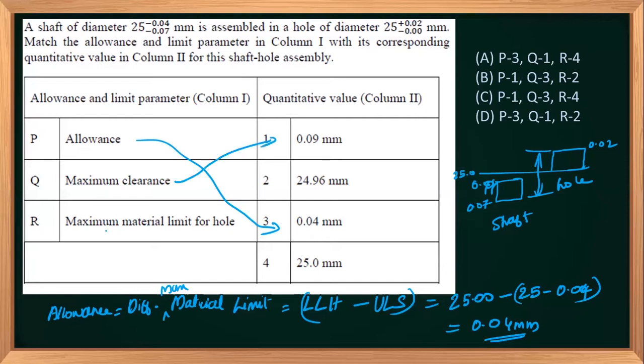Now, the maximum material limit of the hole. We have already specified this. It will be the lower deviation of the hole, the lower limit of the hole, which is 25. So our answer is P equal to 3, Q equal to 1, and R equal to 4. So yes, the first answer will be this.